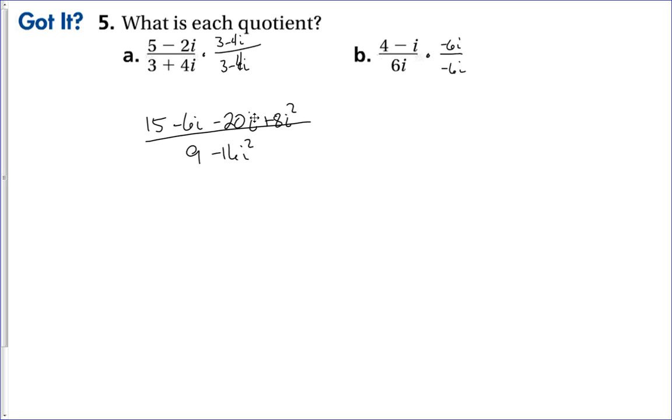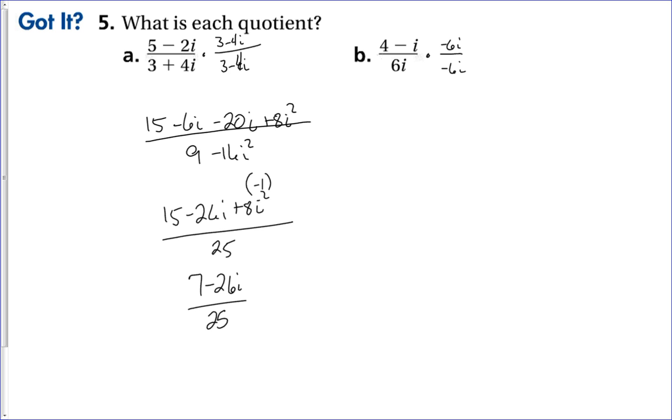So this, let's go up here now. We're going to have 15 minus 26i plus 8i squared over, we know i squared is negative 1, so this is positive. So that's 25, and negative 1 makes this negative 8. And 15 minus 8 is, what, 7? So this is going to be 7 minus 26i divided by 25. All right, so there's your final answer for that one.